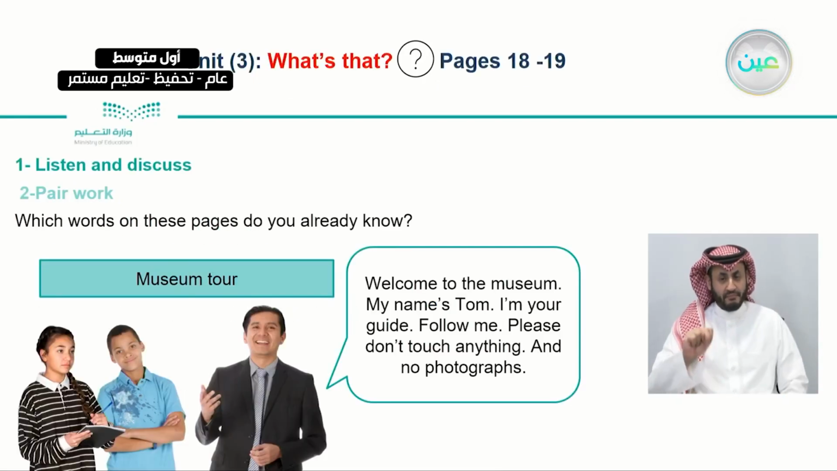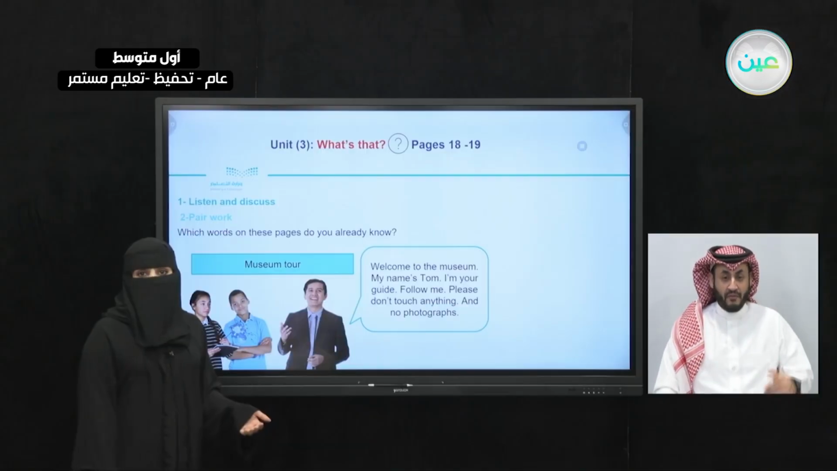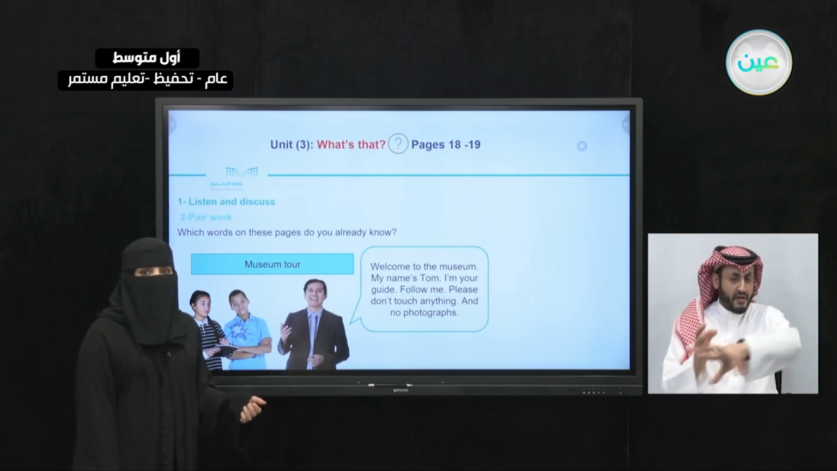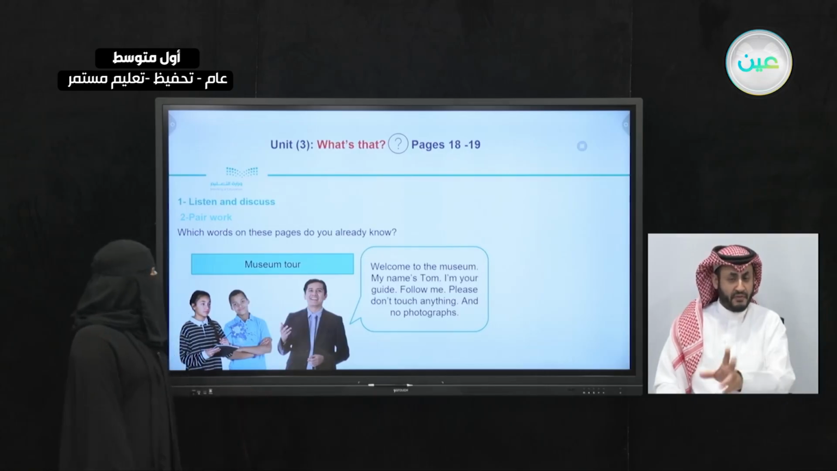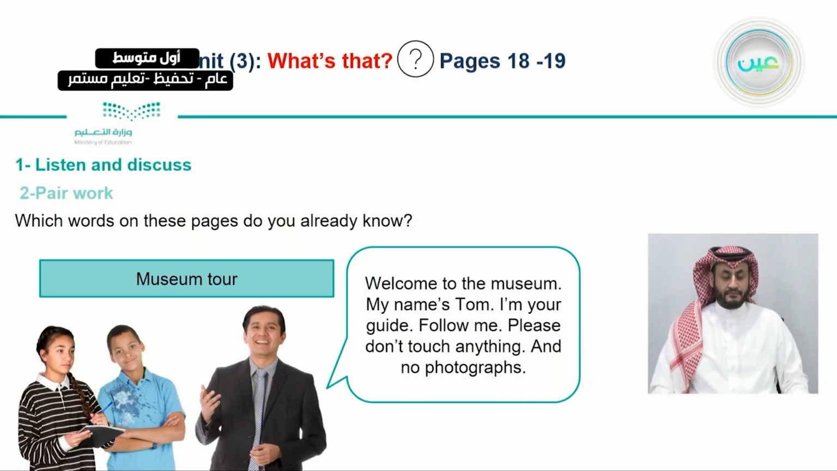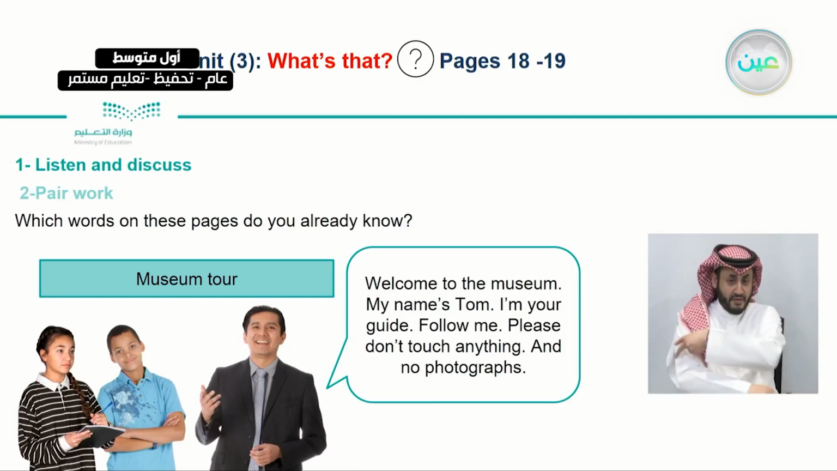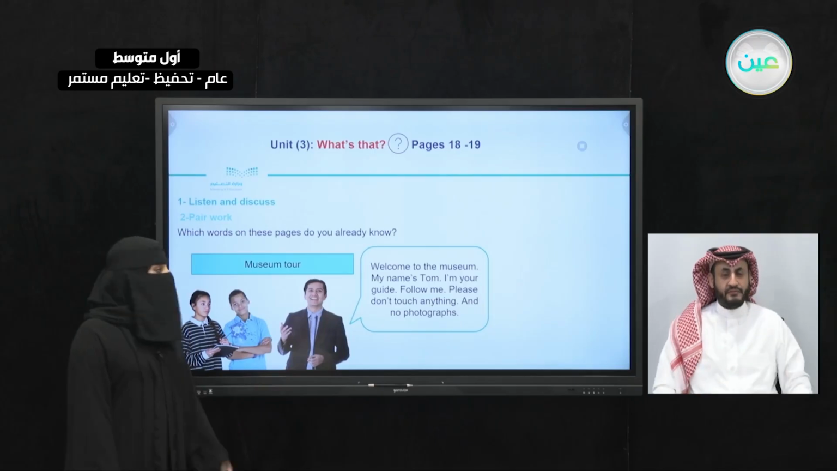Let's start. At the very beginning of the unit, we learned, listen, and discuss. We took a tour in a museum. Remember? And we talked about different kinds of museums. Which words on these pages do you already know? And as you can see, here is a tour guide talking to visitors at the museum.